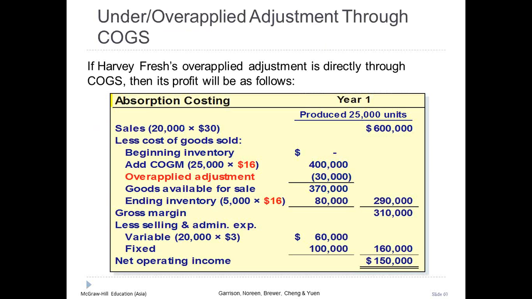If under or overapplied overhead is adjusted through cost of goods sold directly, then it will appear under cost of goods manufactured to make the fixed manufacturing overhead agree with the actual expense. So in this case, $30,000 was deducted from cost of goods manufactured to reduce $150,000 applied overhead to the actual expense of $120,000.